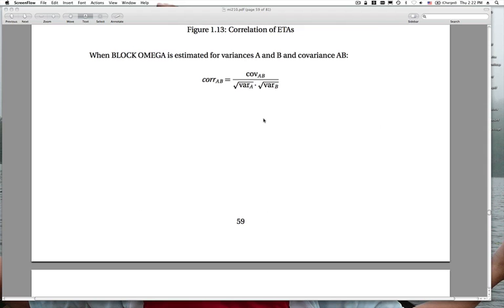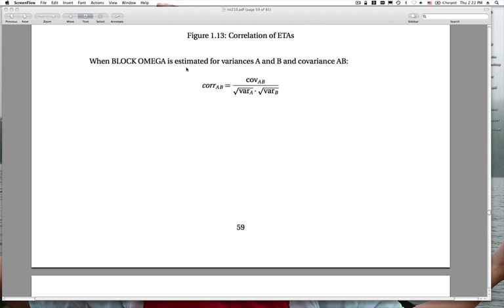We usually specify these as a covariance, but this is a useful formula to convert to a correlation coefficient. You take the covariance term between parameters A and B, divided by the square roots of the corresponding variances, and that gives you a correlation coefficient. The correlation coefficient will run from -1 to +1. The closer you are to an absolute value of 1, the more highly correlated the two random effects would be. And when you reach something like 0.95 and higher, that's telling you that those random effects are not uniquely identifiable.